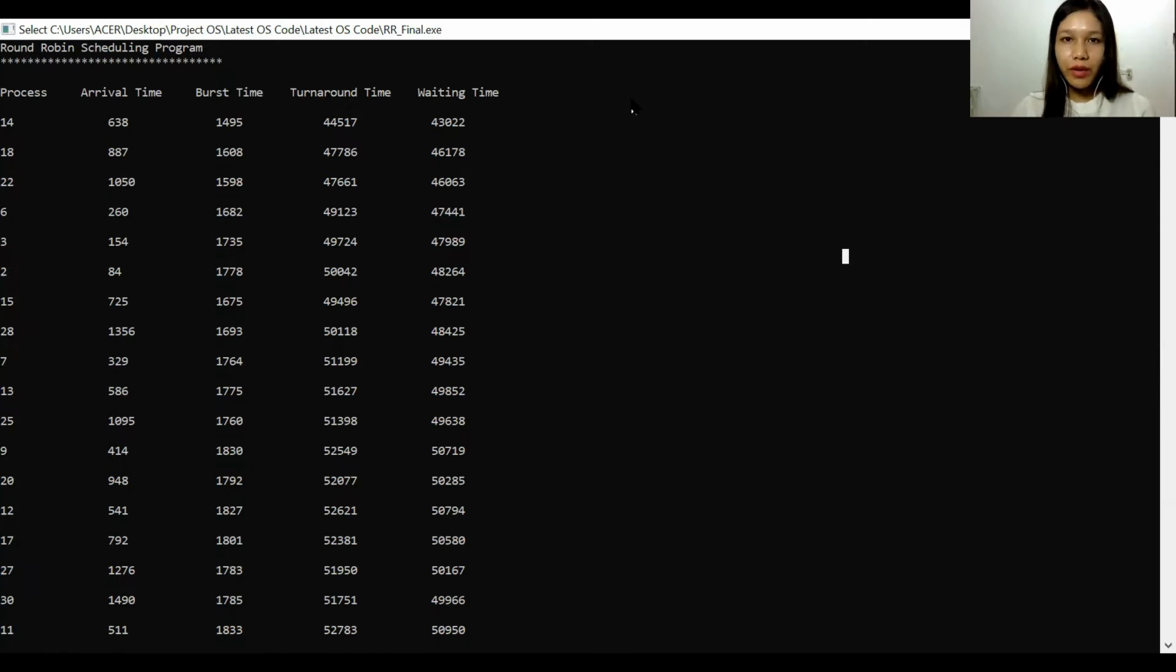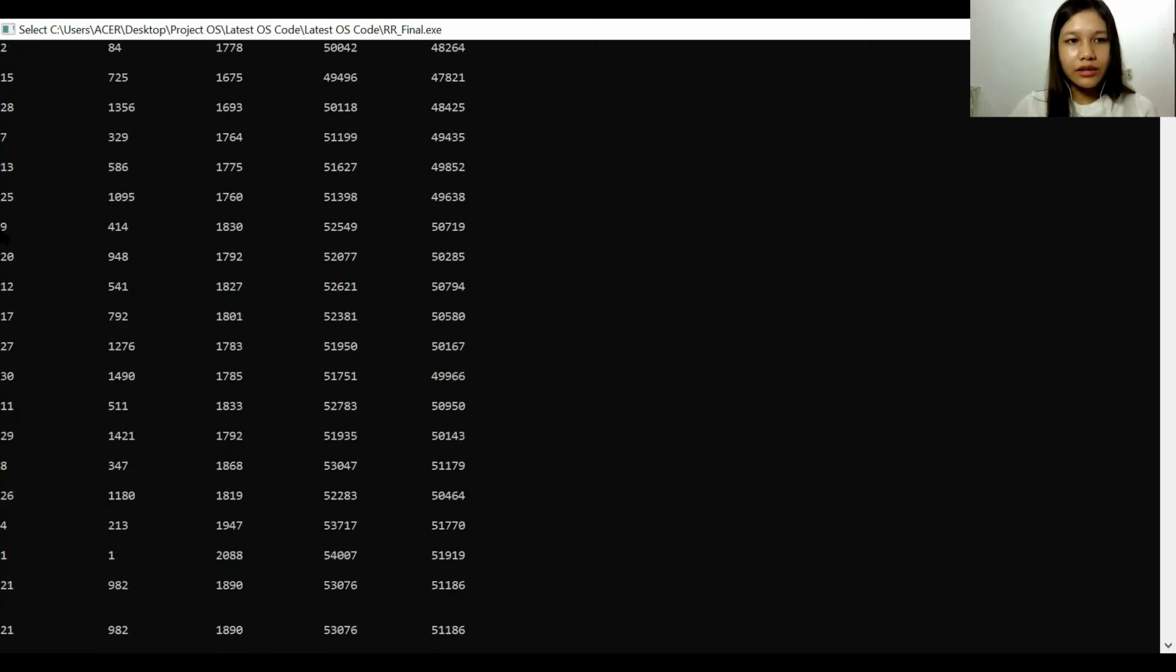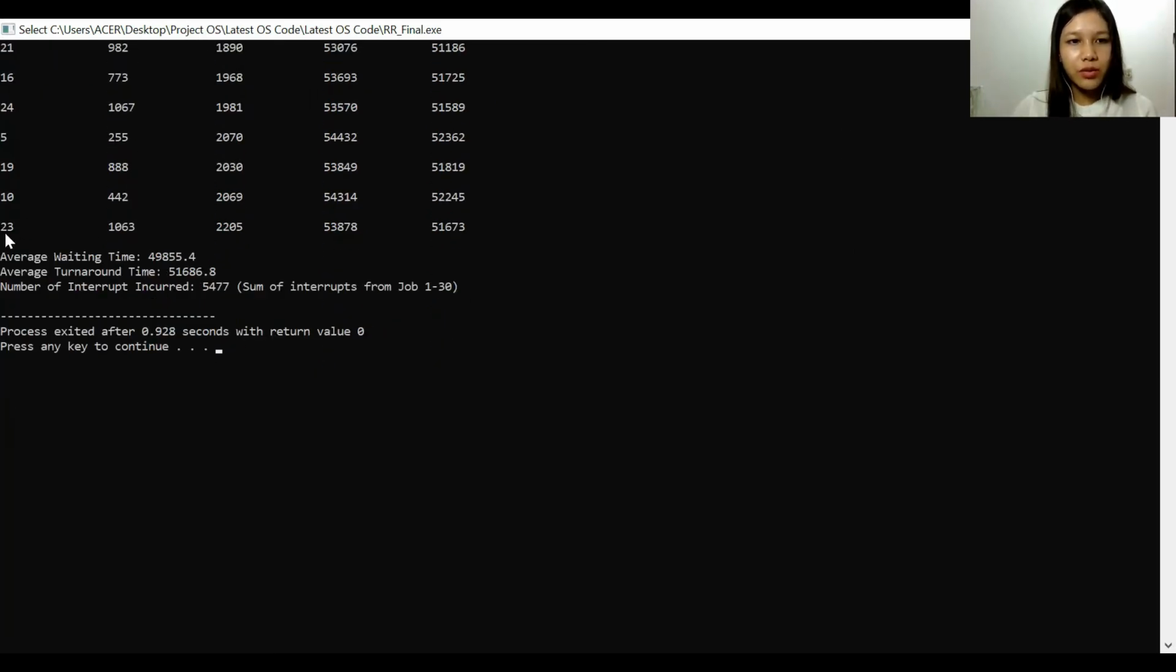Today we talk about the round-robin algorithm and the bar graph. The first job that has completely executed all its processes is job 14 because it has the lowest burst time, followed by job 18 and other jobs until job 23 with the longest burst time. The average waiting time for this algorithm is 49,855.4, while the average turnaround time is 51,686.8.